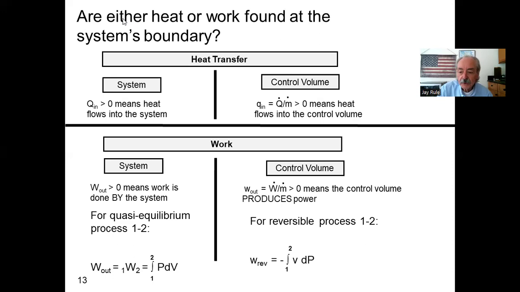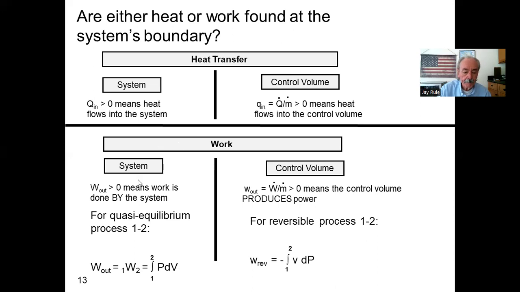And so the first thing we do after we've drawn a sketch is look for either heat or work at the system boundary. And then we go through, do we have a closed system, or do we have an open system, a control volume? Closed system, Qn greater than 0 means heat flows into the system. For a control volume, remember there's no Q for an open system, but we have used little qn, which is q dot divided by m dot, the rate of heat transfer divided by the mass flow rate, and that would be for one inlet and one outlet, m dot. Same flow in, same flow out.